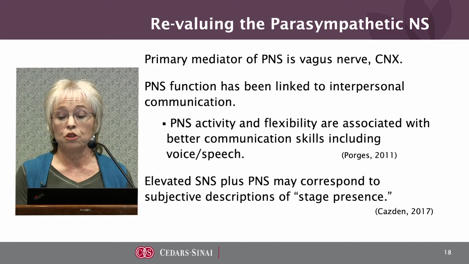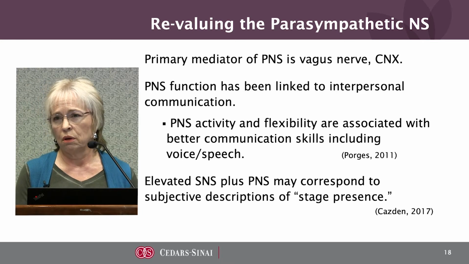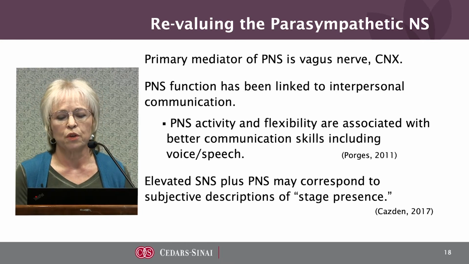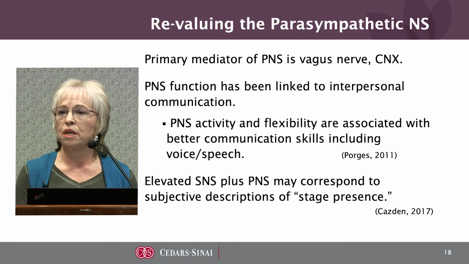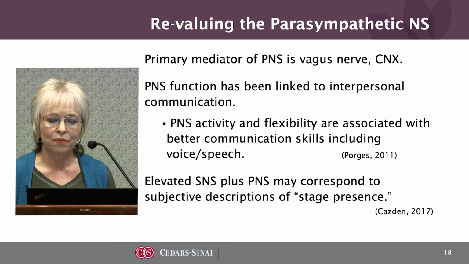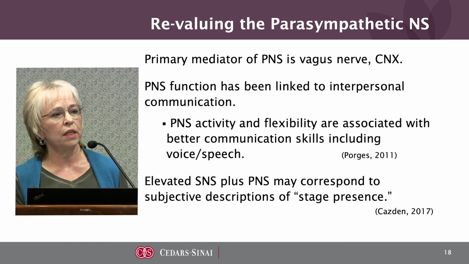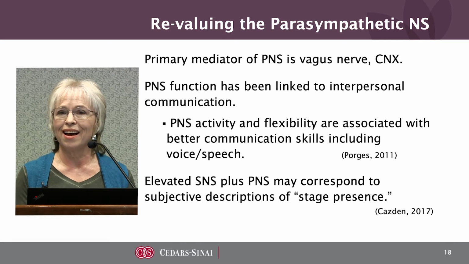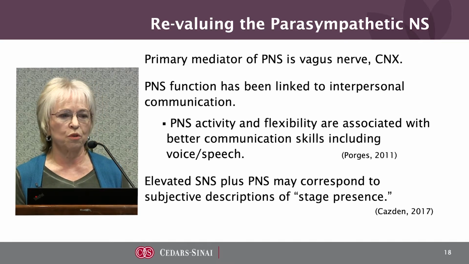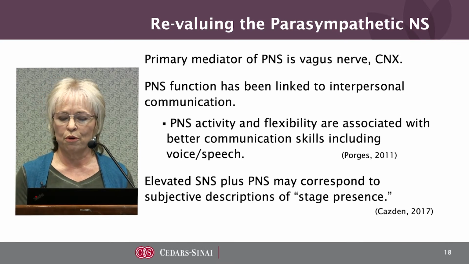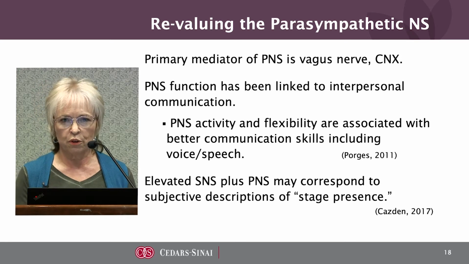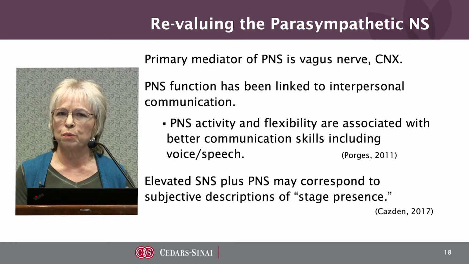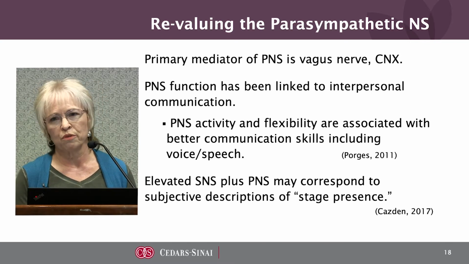Parasympathetic function has been linked to interpersonal communication. There's a very strong influential theory in neuroscience from Stephen Porges, who uses a physiological measure of PNS activity and flexibility across situations called vagal tone. And this is associated with better communication skills, including voice and speech. It's even possible that an enhanced co-regulation of sympathetic and parasympathetic systems at heightened levels seems to correspond to subjective descriptions of stage presence, which is relevant to vocal performance and public speaking skills. And I've just published an article going into that at length in a theater arts journal that is in your references. Again, trying to find correspondences between this deep science and the subjective reports of what performing artists go through.